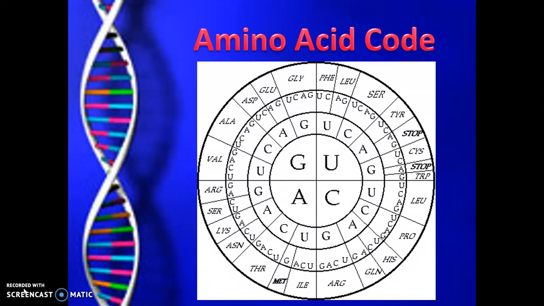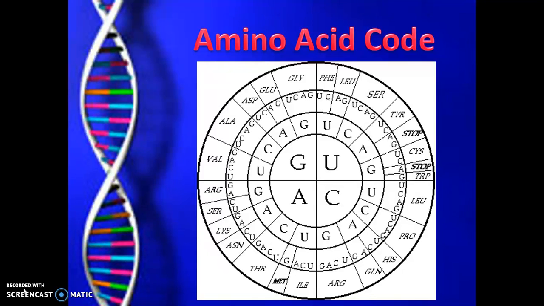Okay, remember that we read in sets of 3. So this is a round amino acid code. There's also a square one. I'm going to show you how to use both of them, because on the EOC, we don't know which one you will get in your questions, a round one or a square one.